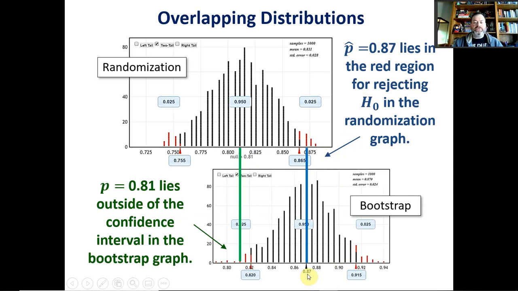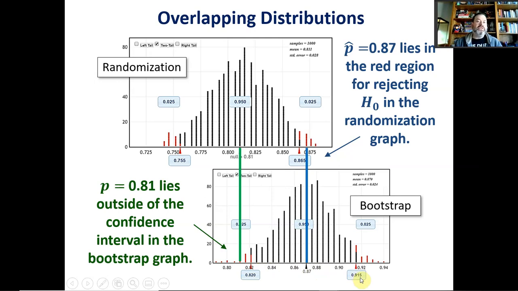So for the randomization distribution, 0.87 is in this red region here because it's outside the middle 95%. But the bootstrap distribution is centered at 0.87, right? Because for a bootstrap distribution, you start at the sample statistic and then you build samples with replacement. And we know how to do that. We saw that in chapter 3. So here's the sample statistic, 0.87. And then a 95% confidence interval would be 0.82 to 0.915.